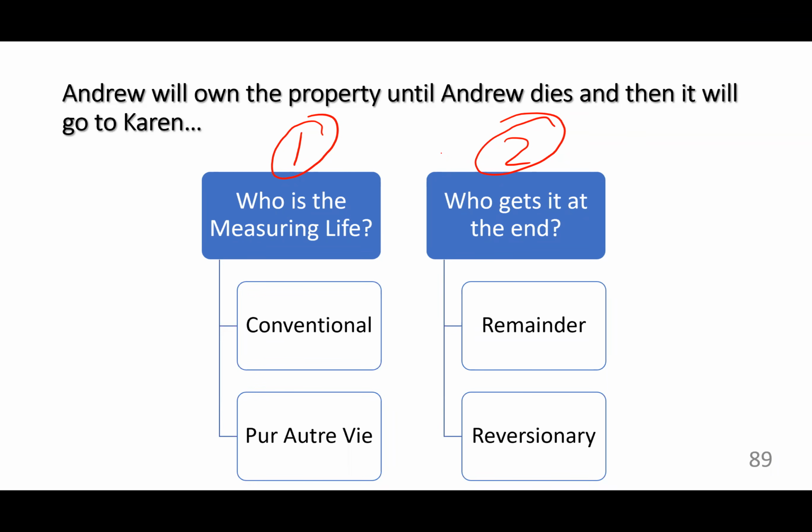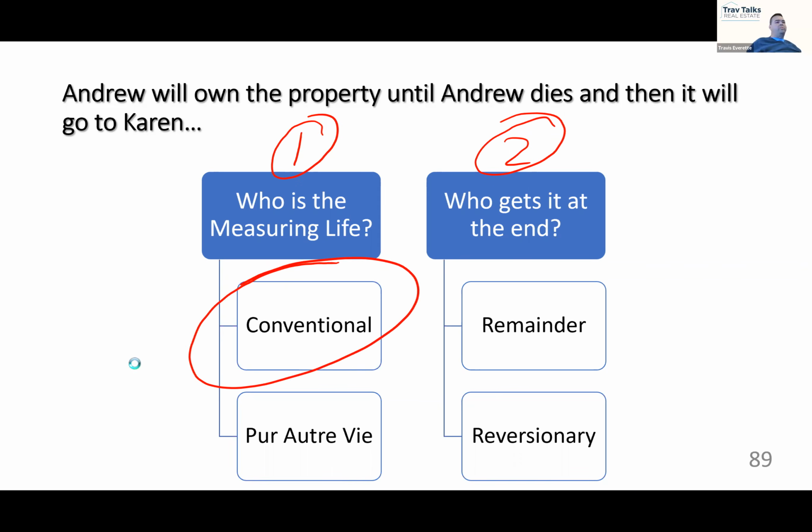Some of you are just looking at names. Oh, there's two names, it's per autre vie. Don't do that. Who's the measuring life? Andrew. The life tenant? Andrew. Conventional or per autre vie? Conventional. It is a conventional life estate because Andrew owns it till Andrew dies.